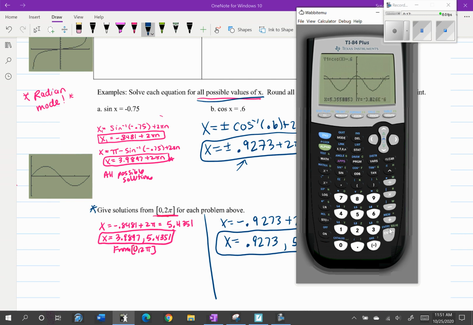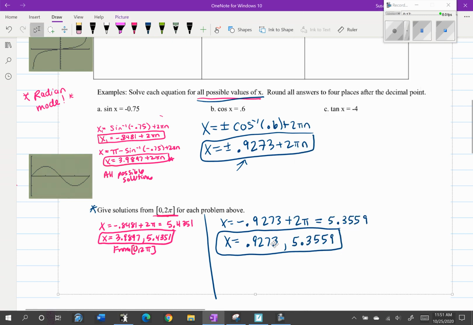That's where we got our solution from 0 to 2 pi, which is the 5.3559. And the other solution was just the positive 0.9273. So that gives us the first answer, and that was the other one. So that would be if it asked you to find the solutions from 0 to 2 pi.